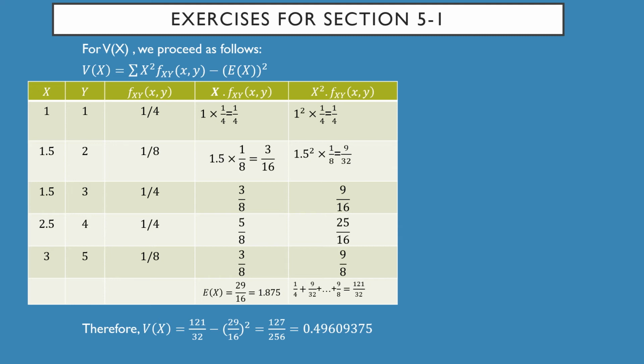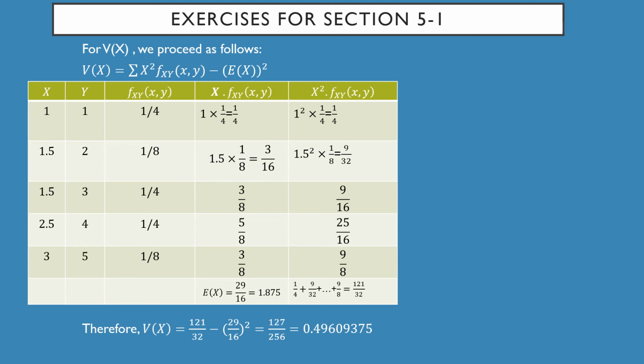Similarly, repeat the same process for the second value of x, and we will get 1.5 power 2 into 1 over 8 equals 9 over 32. Proceeding in the same way, we'll get 9 over 16, 25 over 16, and 9 over 8. Now you see we have different entries for x square into f in this table. Since our requirement is the sum, we'll collect all these values to get the sum of x square into f. I collected and got 121 over 32.